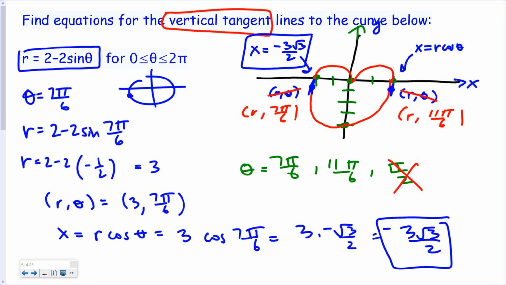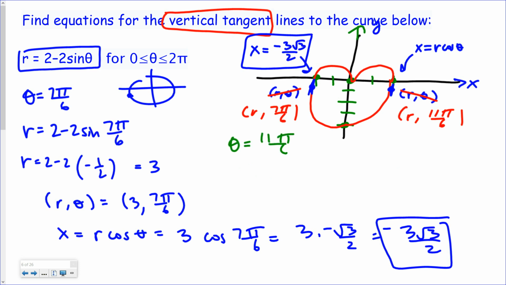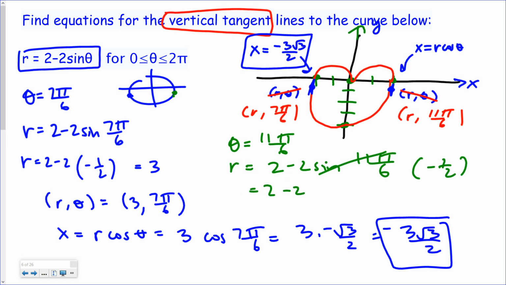And guys, just using symmetry, can you get what this one is over here? Just using symmetry, it should be 3 root 3 over 2, right? But we can check it also. So if we check it, what we're going to say is that theta is equal to 11 pi over 6. Okay, if theta is equal to 11 pi over 6, what's r equal to? You plug it into this formula, 2 minus 2 sine of 11 pi over 6. What's the sine value of 11 pi over 6? So 11 pi over 6 is here. What's your sine value? Negative 1/2. So what you get is 2 minus 2 times negative 1/2, which is 3.